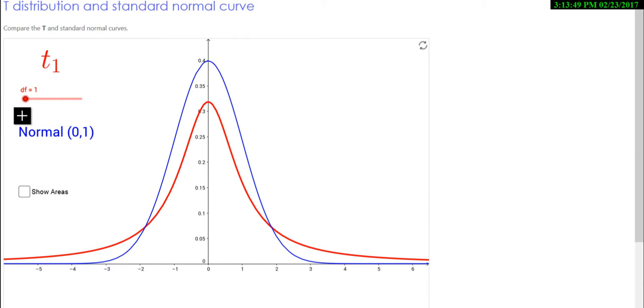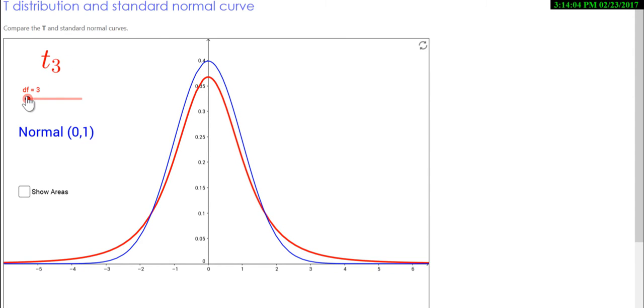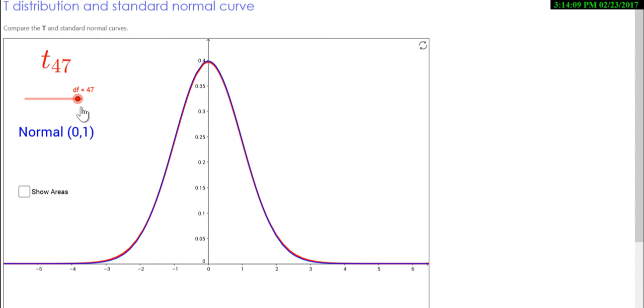But watch what happens as I move those degrees of freedom and they get bigger. That red curve gets closer and closer and closer to the normal curve. By the time you get to 30, you can hardly tell the difference, and from there it just gets closer and closer. So again, at 1 degree of freedom, it starts off a little bit shorter and fatter, but for bigger degrees of freedom, it gets closer and closer to the normal curve until you can't even tell the difference.